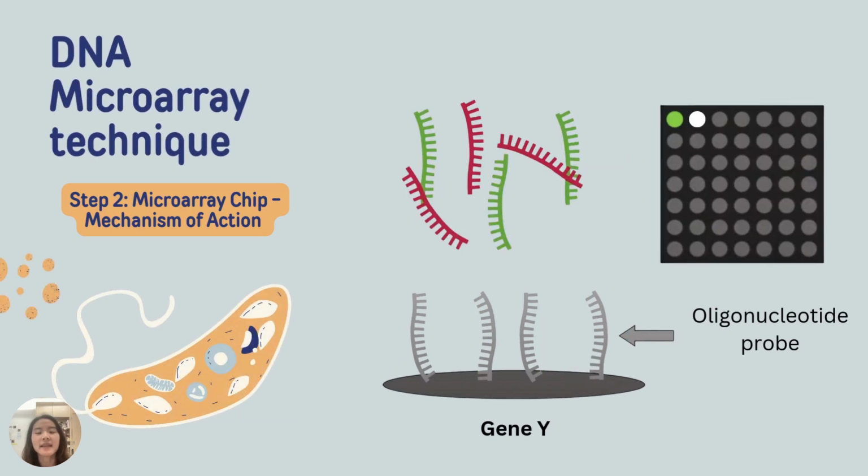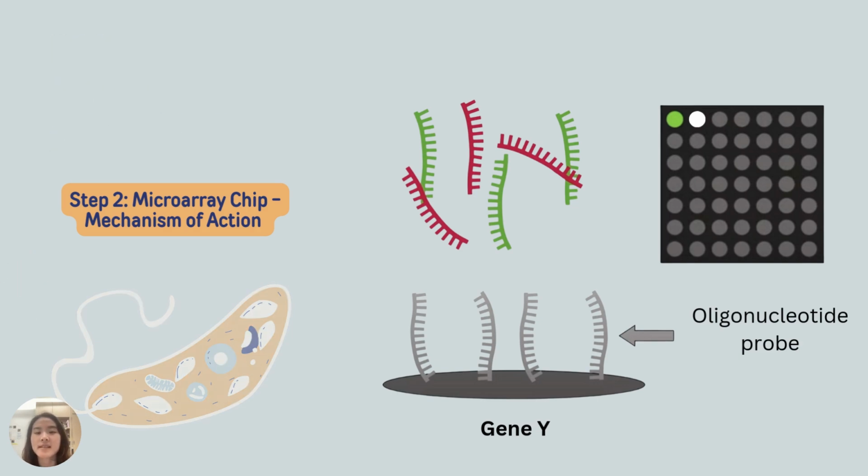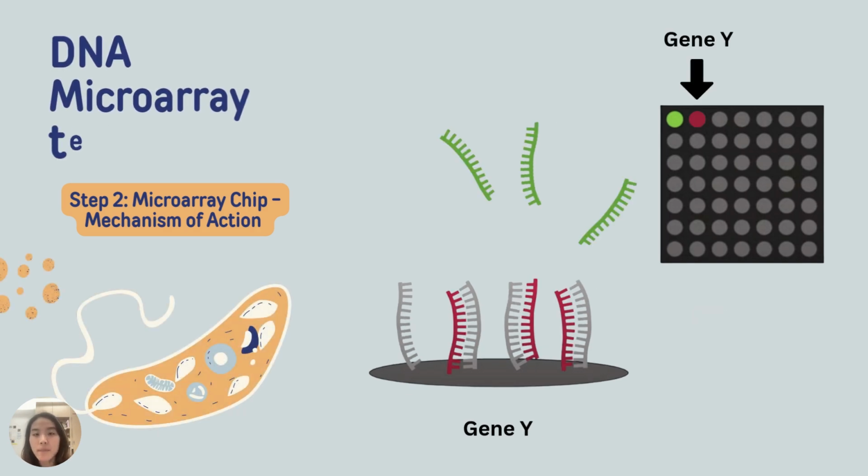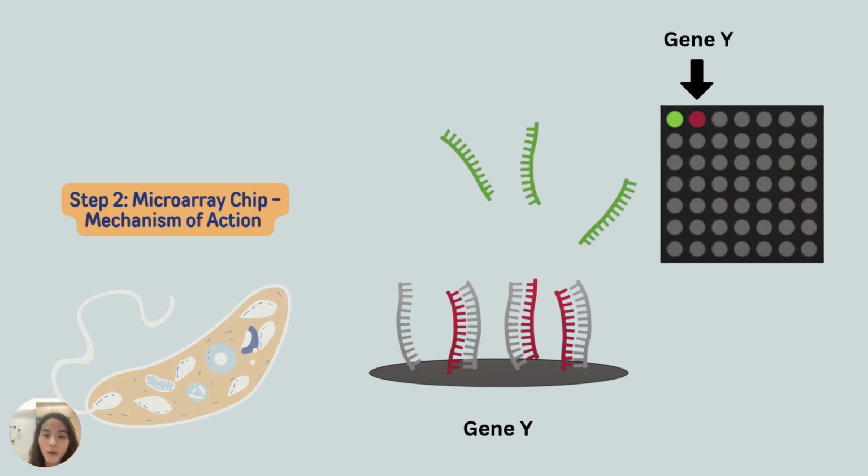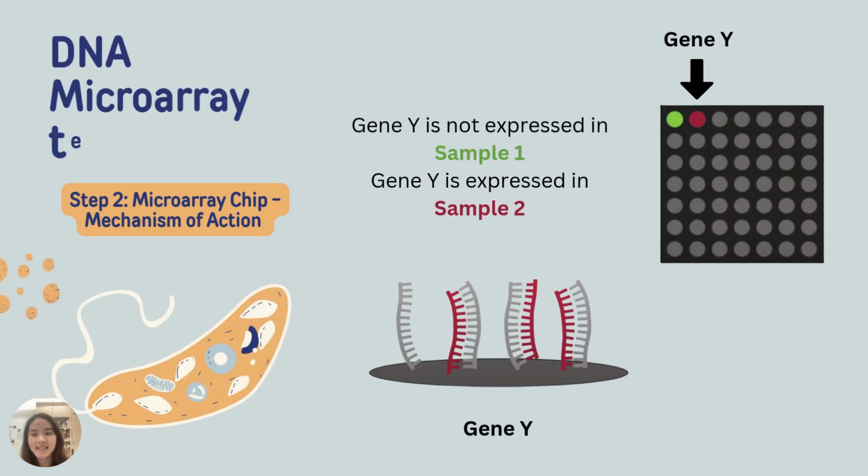Next, let's examine a different spot on the microarray containing different oligonucleotides against gene Y. We might observe the opposite scenario with only sample 2 containing the complementary cDNA but not sample 1. In this case, the spot of gene Y appears red after scanning because of this specific fluorescent label. As a conclusion, gene Y is not expressed in sample 1 but in sample 2.